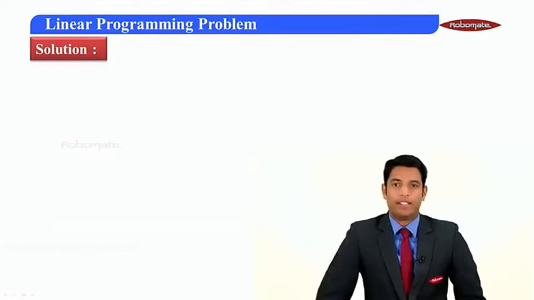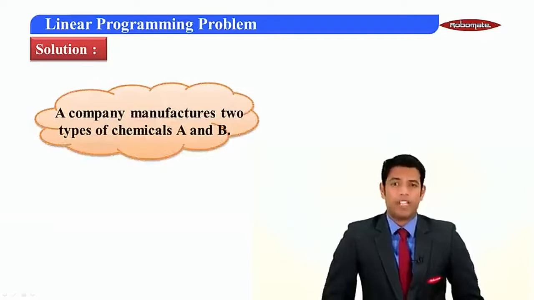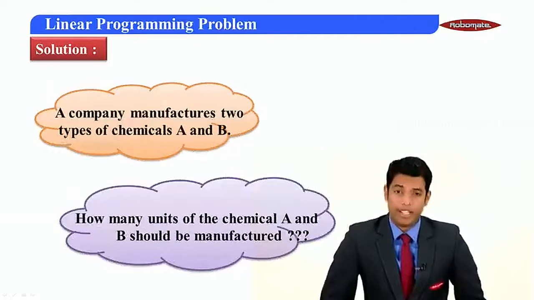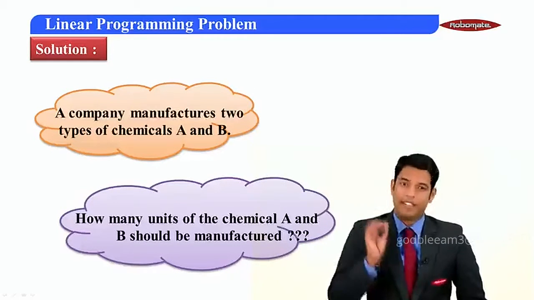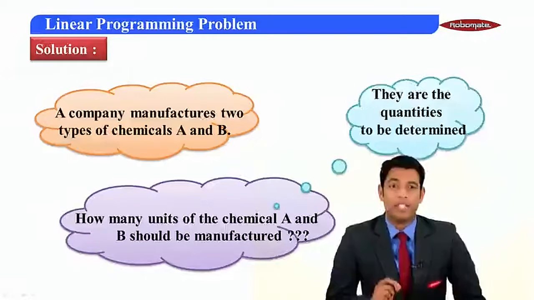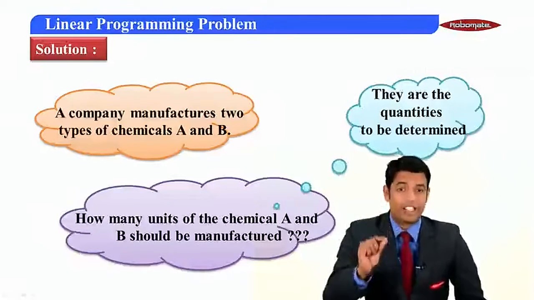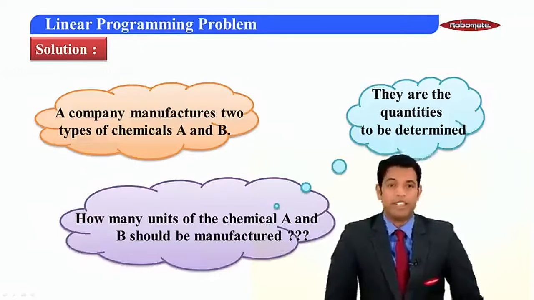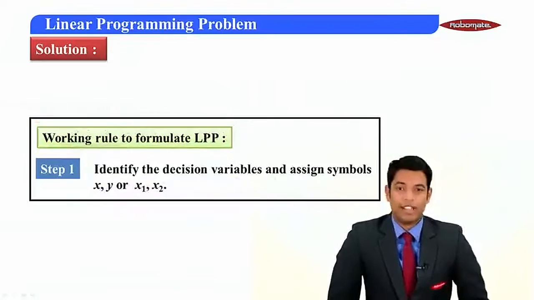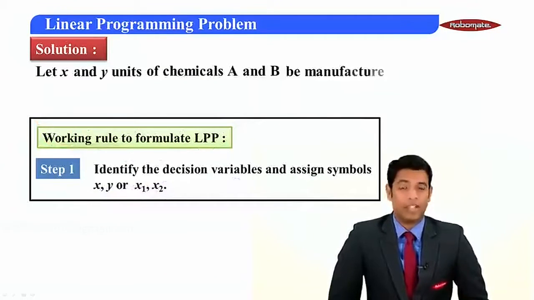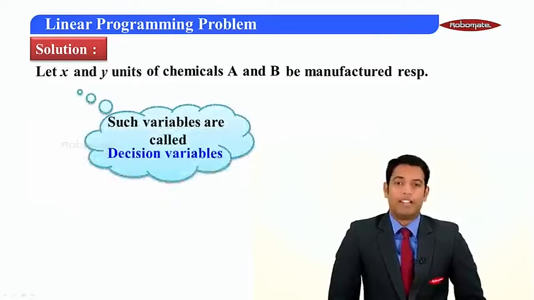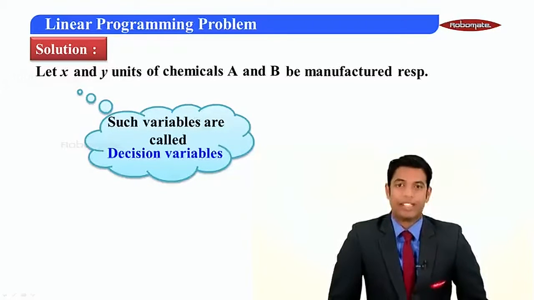Step 1, that is finding out the decision variables. Now it is given that the company manufactures two types of chemicals, A and B. So the problem here is to determine the number of units of chemical A and the number of units of chemical B. Remember students, these are the quantities to be determined, so that will be our decision variables. Let's denote them by X and Y. So let X units of chemical A and Y units of chemical B be manufactured by the company. These are our decision variables, that is X and Y.